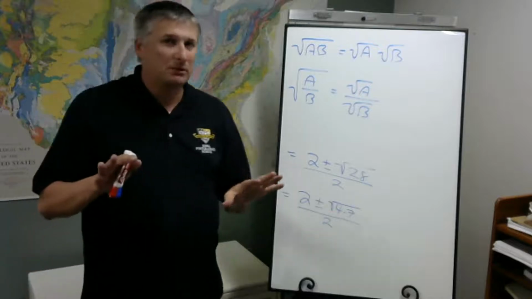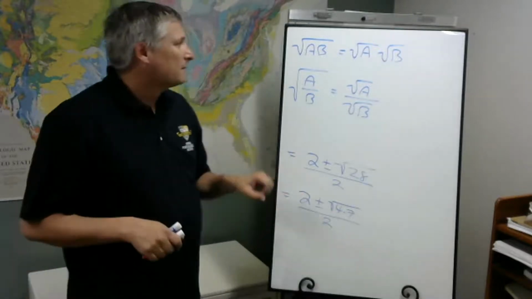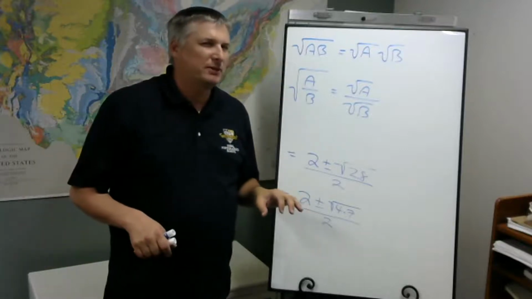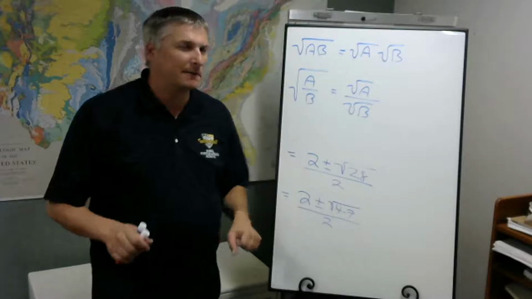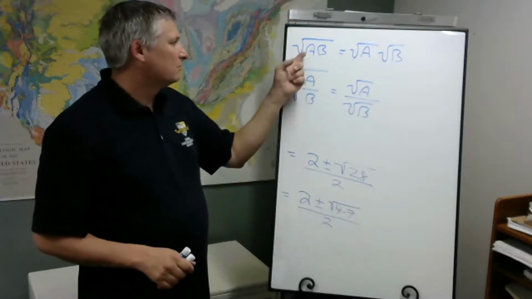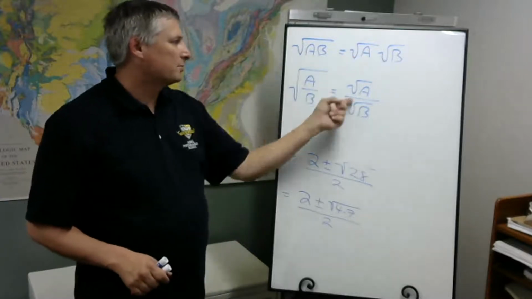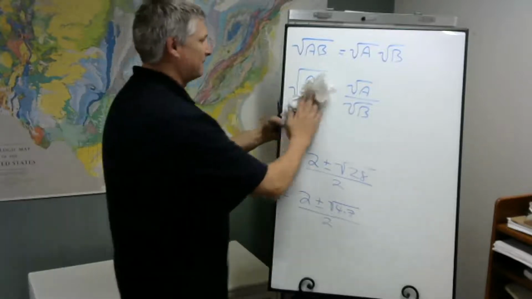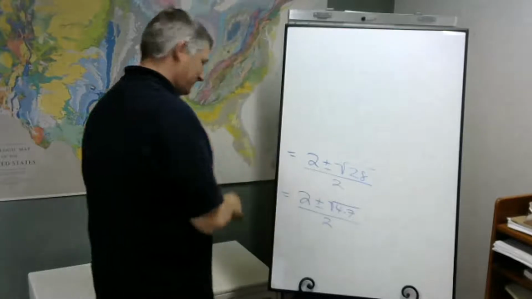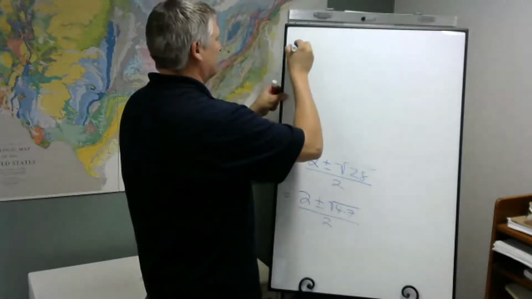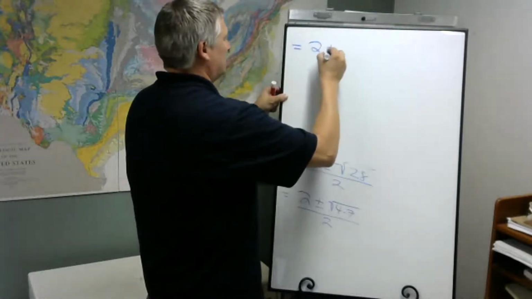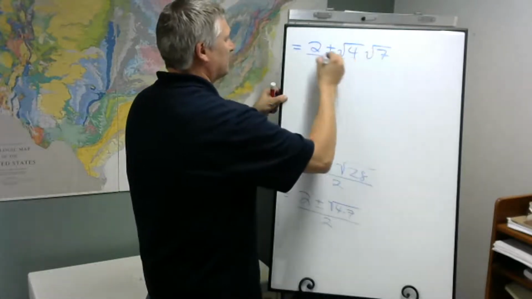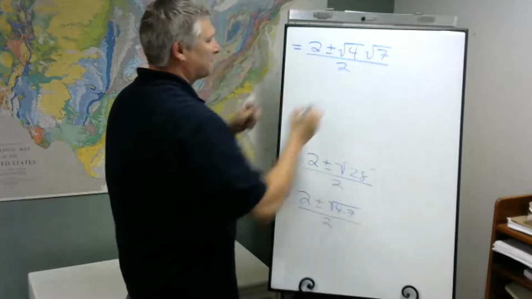Now, just a little off to the side. This works for multiplication and division. Doesn't work for addition or subtraction. Just keep that in mind. But for division or multiplication, the square root will break up. So with this, we get 2 plus or minus square root 4 square root 7 over 2.